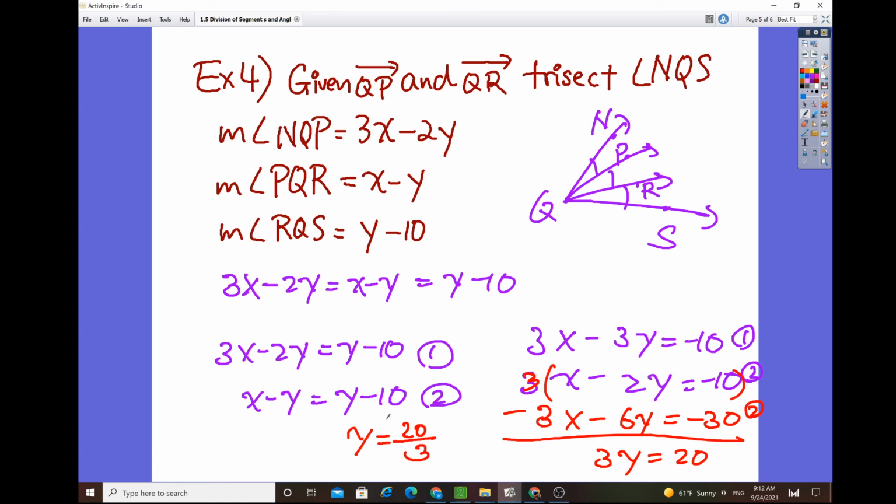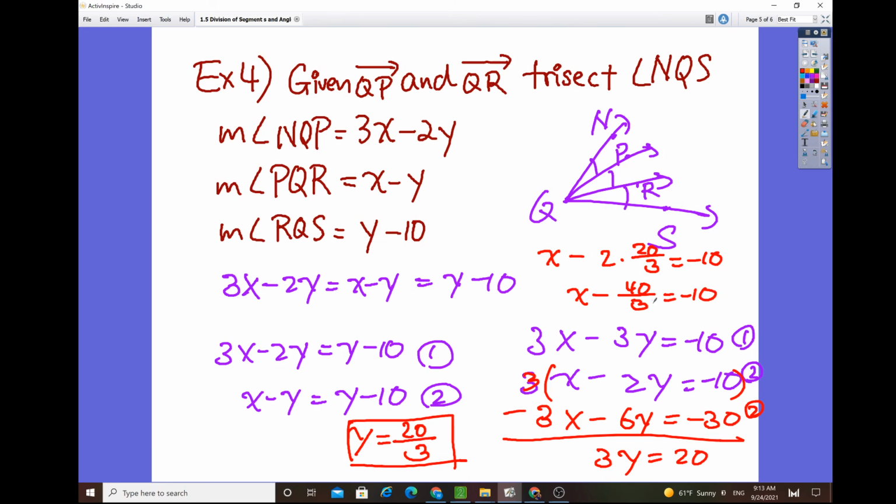It's not a nice number; it's an improper fraction. You can always convert that to a mixed fraction, but usually we just leave it as the improper fraction, making sure it's in simplest form. After we solve for y, we can solve for x using the original second equation. So x minus 2 times 20 over 3 equals negative 10. So x minus 40 over 3 equals negative 10.